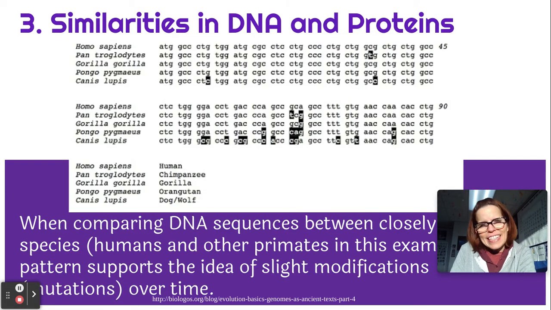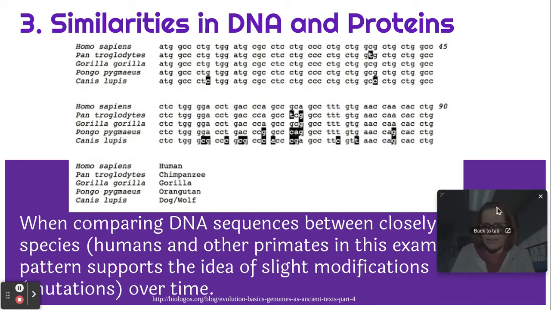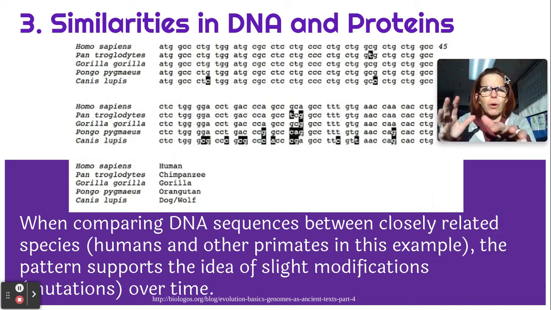All right, other things that are evidence for evolution that Darwin knows nothing about, similarities in DNA and proteins. Now that's modern genetics. Taking a look at that, he didn't know what DNA was, but it says down below, give me a second to move my picture. This is kind of a quote. I changed it a little bit. When comparing DNA sequences and proteins between closely related species, and in this example you're looking at humans and primates, the pattern supports the idea of slight modifications or mutations over time.